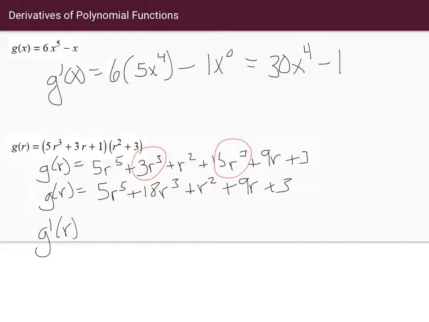So g prime of r will be equal to 25r to the 4th power, constant multiple rule and power rule, plus, now we're going to multiply 3 times 18. So that's going to be 54r squared. R squared turns into twice r, 9r turns into 9, and 3 becomes 0, and we don't bother to write the 0 down. So g prime of r is 25r to the 4th power plus 54r squared plus 2r plus 9.